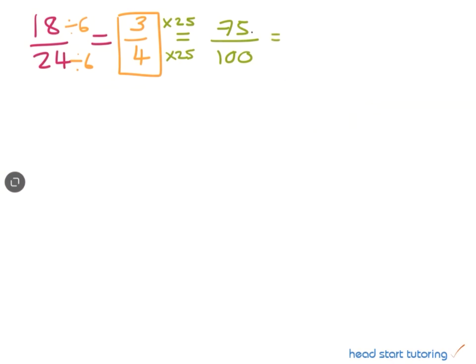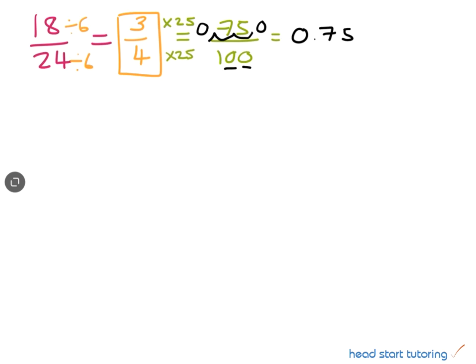So 75.0 divided by 100, which has 2 zeros, means we need to bring in 2 decimal places, and we put in our placeholders and our zeros. So we end up with an answer of 0.75. So that is one way of working out our fraction into a decimal.